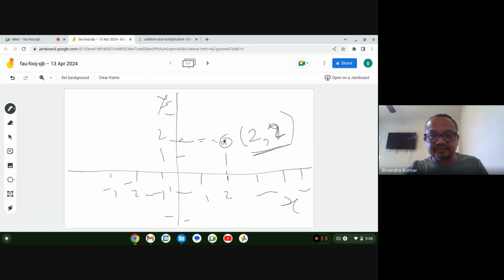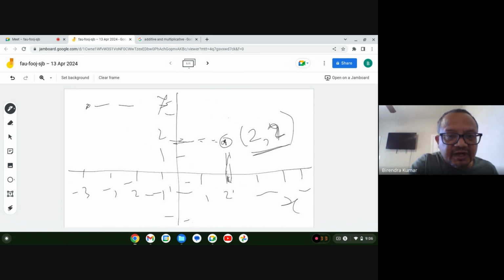2 comma 2. Because it is meeting, see, here it is meeting this line for 2, and here also it is meeting for 2. Let's say if you look at this point here, and here it is -3.